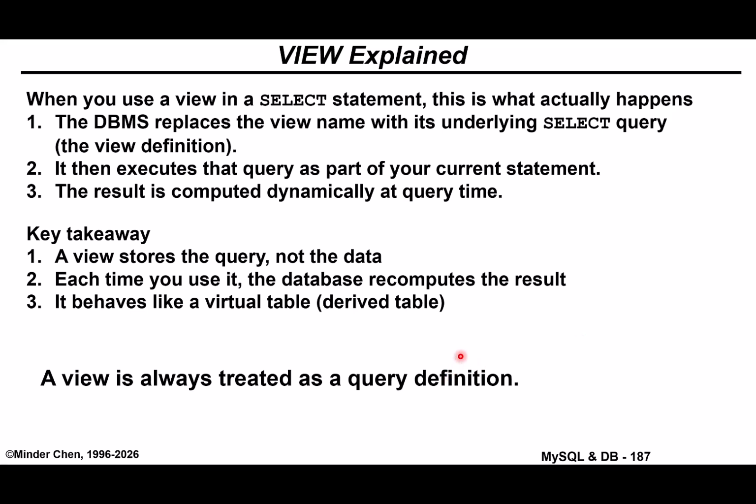So when you create a view, we're saving the select statement's definition for the view. We're not saving the actual data. So a view can be considered a virtual table or derived table. And the actual table, which contains data, we call the base table.